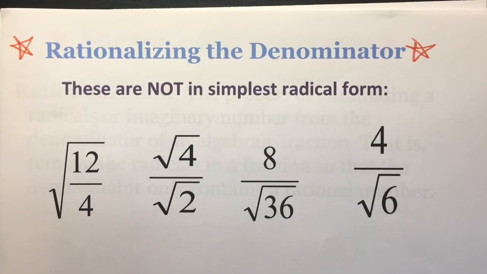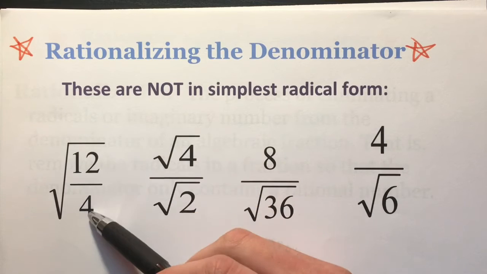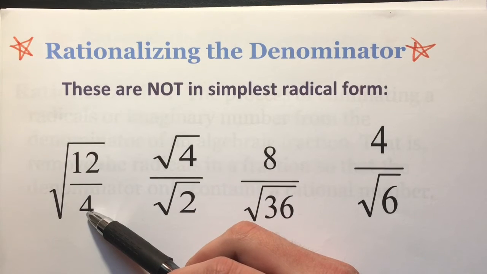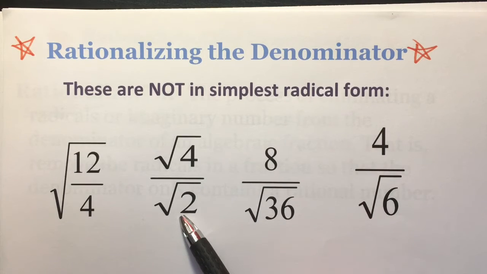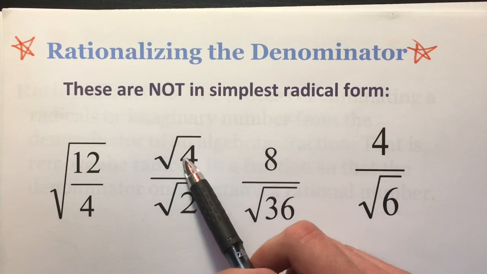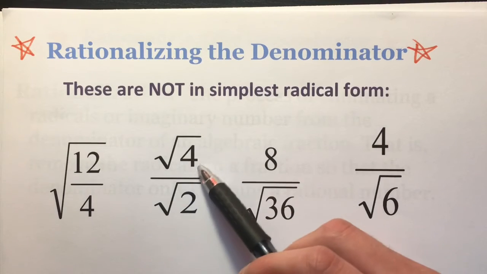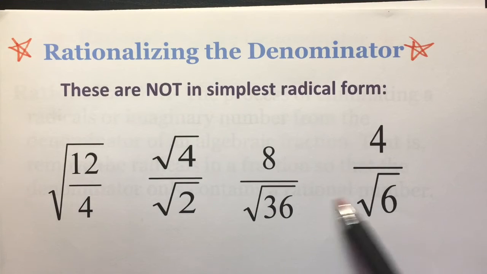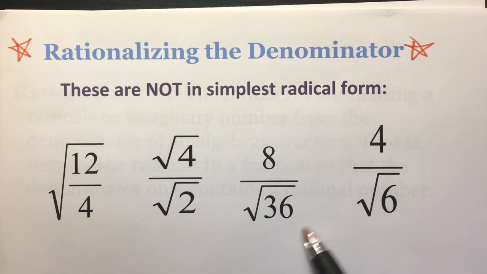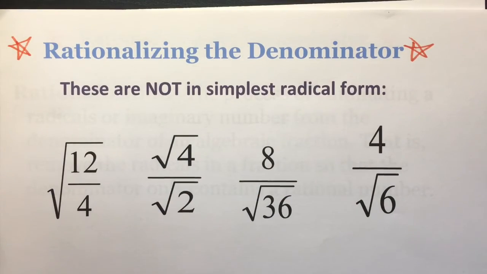These are not in their simplest form. As we can see, the square root of 12 over 4, well, that's a fraction under the radical sign. Root 4 over root 2, we have a radical in the denominator. And root 4, well, 4 is a perfect square under the radical sign, so we can simplify that further. With these last two, we have radicals in the denominator. So these are not examples of radicals in their simplest form.